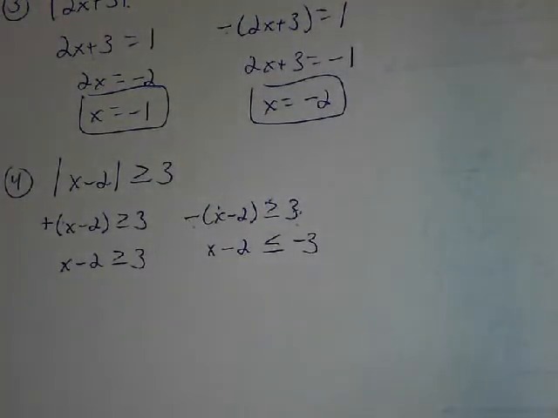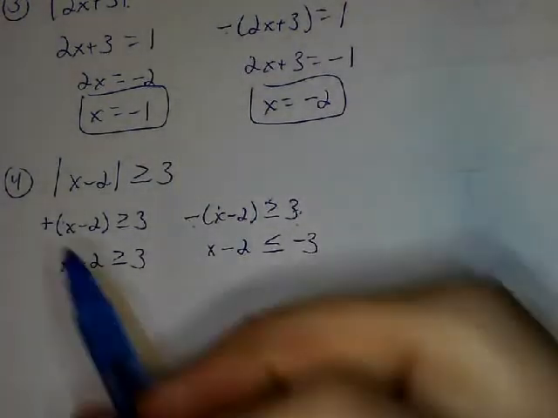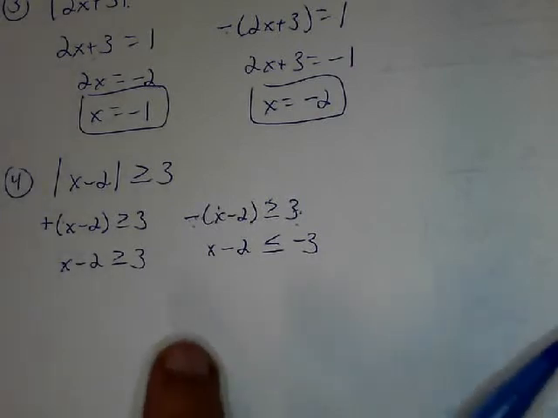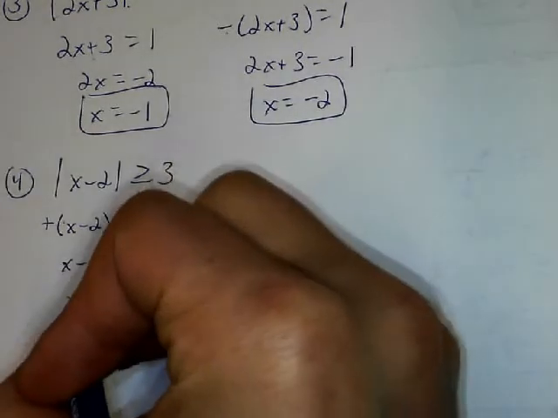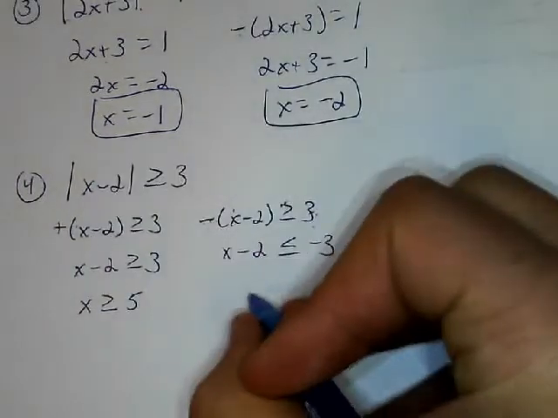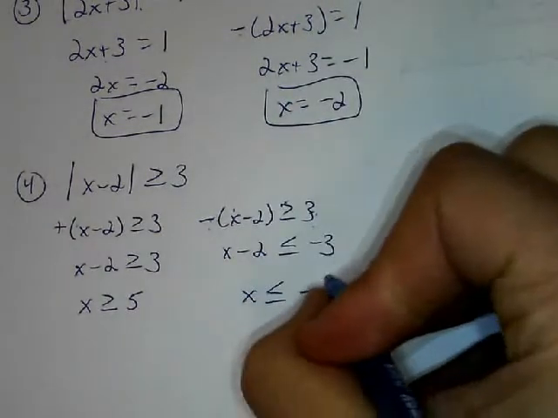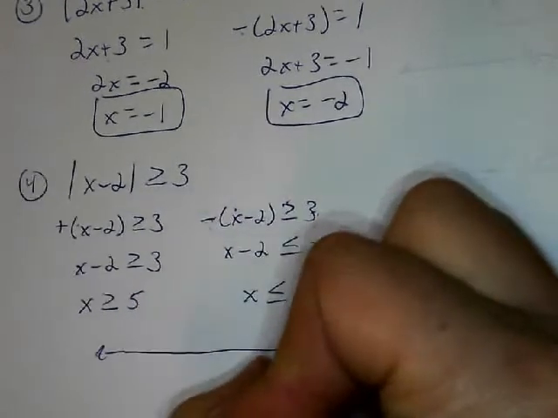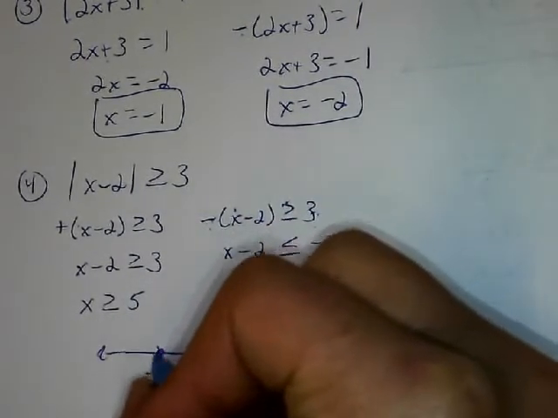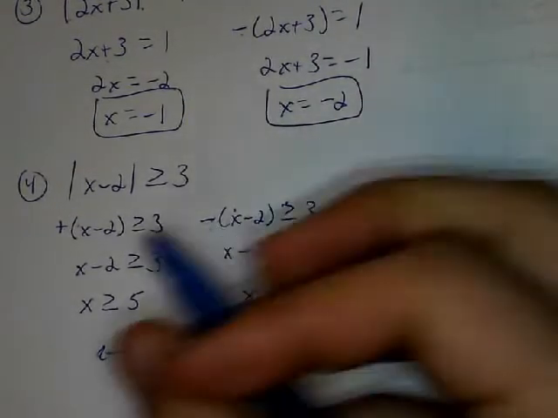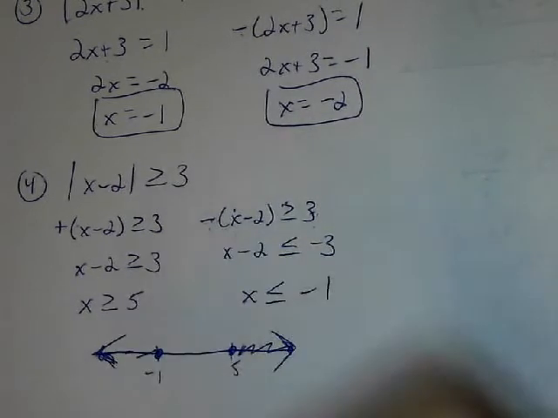I do it that way because in calculus there are some points where you want to see this positive negative half, and it becomes very important to know how to write an absolute value versus just following a procedure that works in this specific problem. So this answer here is 5, and this answer here is negative 1. Let's graph this on a number line. Negative 1 would be a closed dot, 5 would be a closed dot. x is greater than or equal to 5, and x is less than or equal to negative 1.